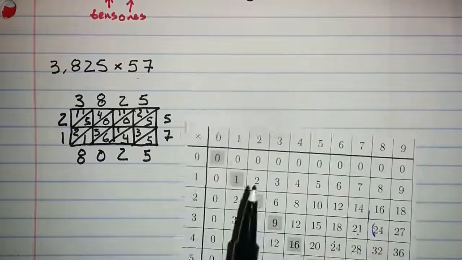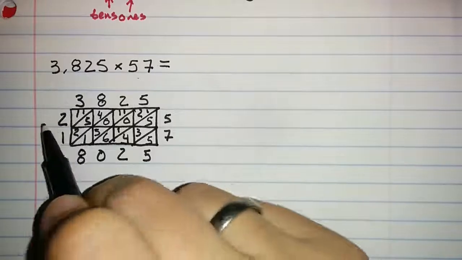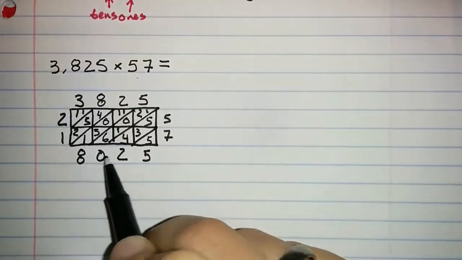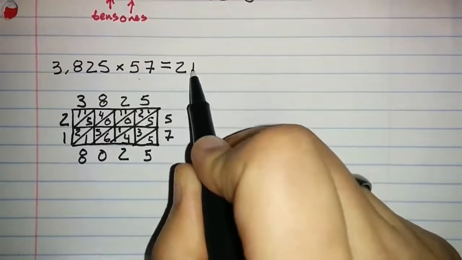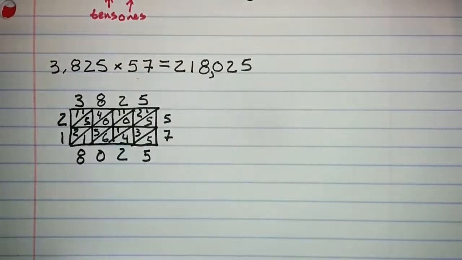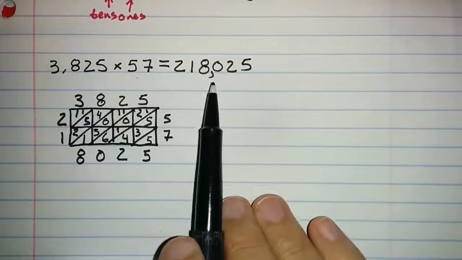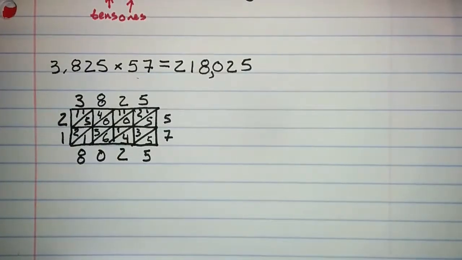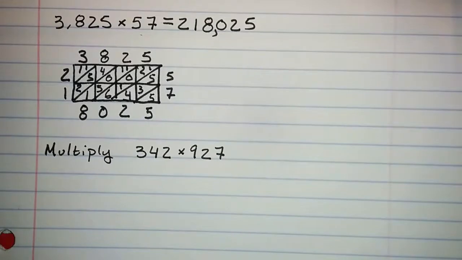So what's our answer then? The product is, down and then around, 2, 1, 8, 0, 2, 5. 218,025. Now I'm going to give you one of these to try. Again, even if you've learned another method in the past, I'd like you to try this exercise using this method. Multiply 342 times 927. Pause the video and try it now.